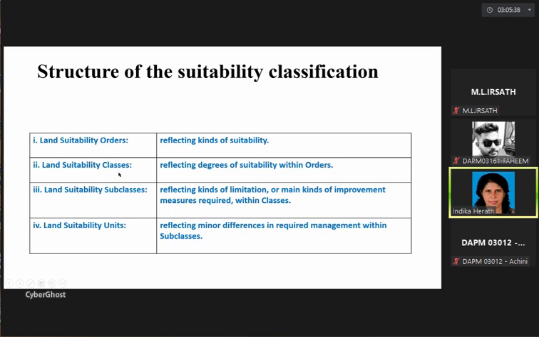During the classification of classes, you classify the land into various different suitability classes. And then similarly you can have subclasses, suitability subclasses, and suitability units. A unit is reflecting the minor differences in required management within the subclass, right? So therefore, those suitability classes can be further divided into various categories.